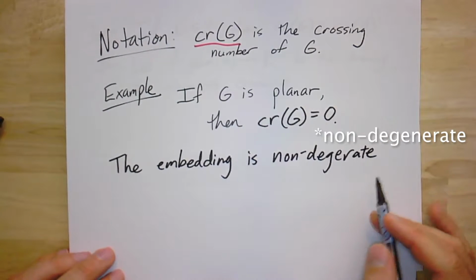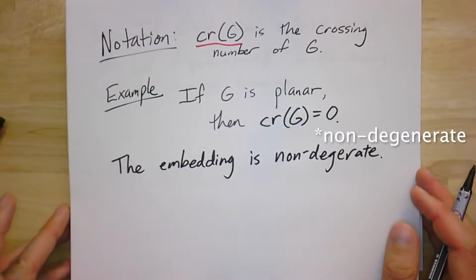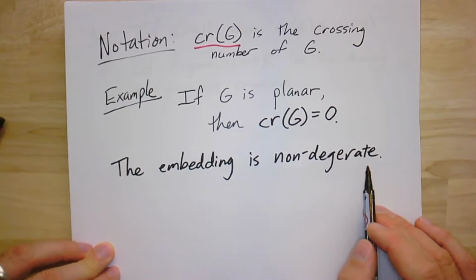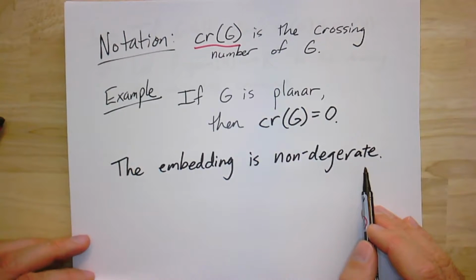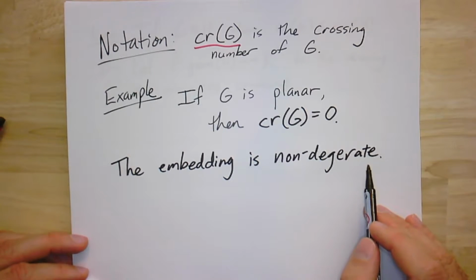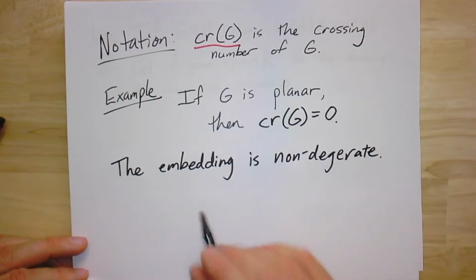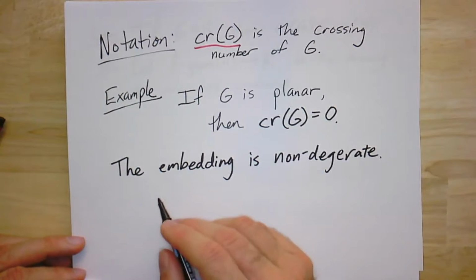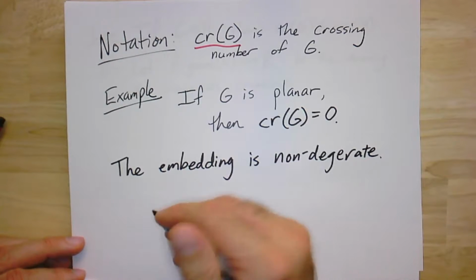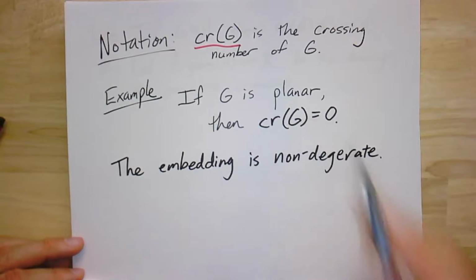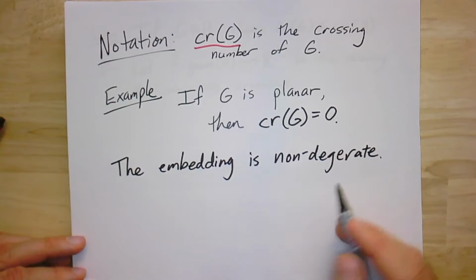Any embedding of a graph into the plane is going to be non-degenerate because it's injective, so the preimage of any point is at most 1, and so that satisfies both our conditions right away. And so it's non-degenerate and has no crossings. There are no points for which the preimage has 2 points. And also that just corresponds to our intuitive notion of what a planar graph is, namely that there are no crossings.